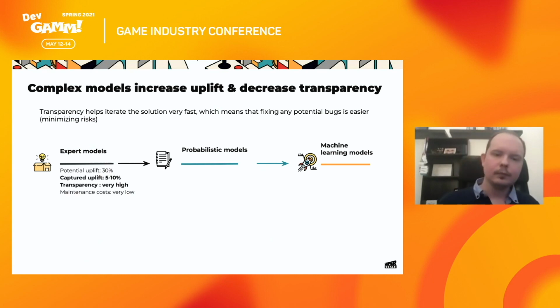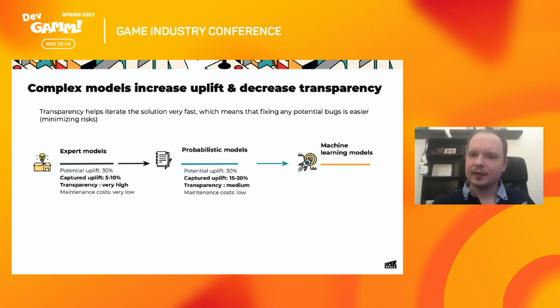Imagine that we have a game with a potential of 30%. This 30% comes from the audit. We play the game, we understand the sync steps and so on. In terms of game design, we need to understand everything to understand the potential of the game. So for example, we have a game with 30% uplift potential in RPU. For expert modeling, it is around 5 to 10% that we can uplift from the 30%, because of the way it works, and it doesn't reflect all the segments. It's really simple in general, but transparency is very high and maintenance cost is very low.